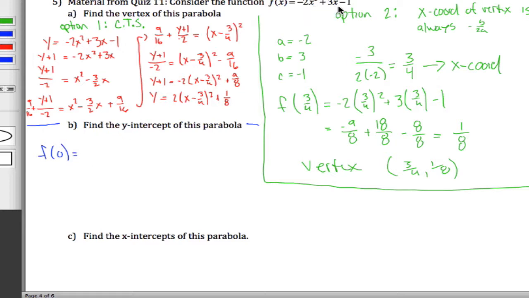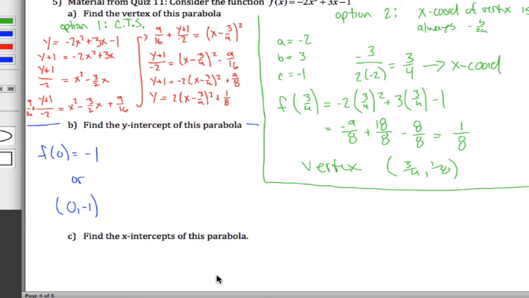-2 times 0 squared is 0, plus 3 times 0, just get -1. You can leave it just like this, or you can say it's at the point (0, -1). I don't care. Either of these are fine. I know what you mean. The y-intercept. That was a lot easier than finding the vertex.